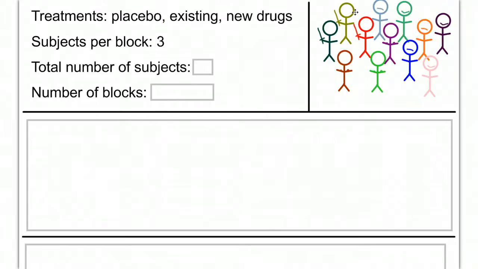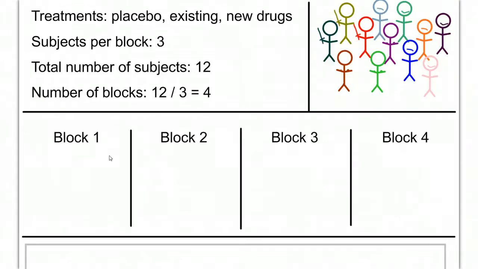The total number of subjects in this little example here, if we count them up, we have 12 people to work with. So that means the number of blocks, not the size of each block, but the number of blocks, would be the total number of people we have divided by how many people go in each block. That means we're going to end up with 4 blocks. So we need to separate these people into 4 blocks.